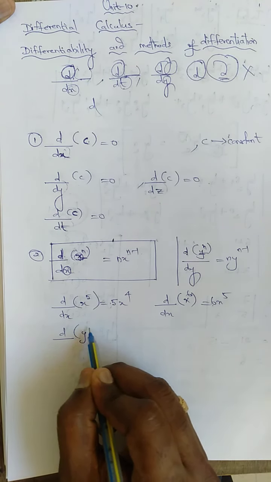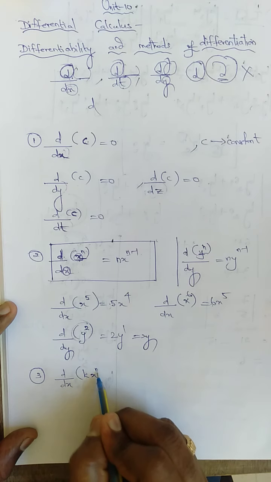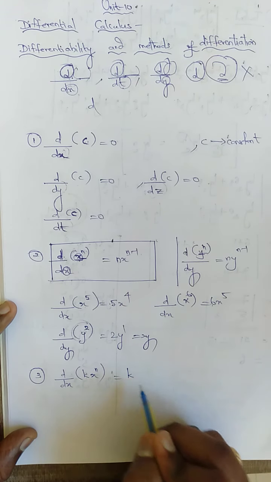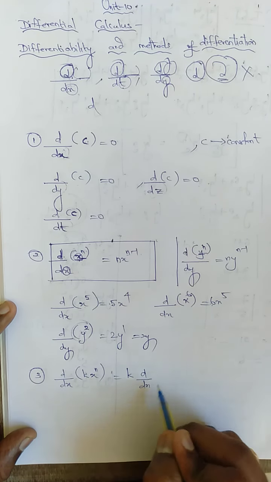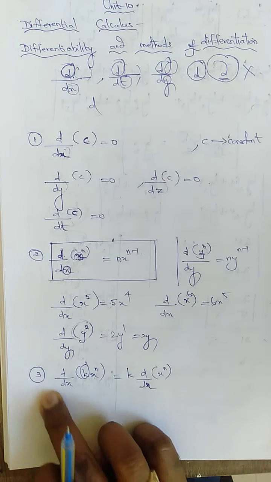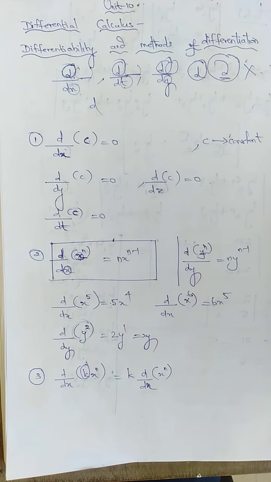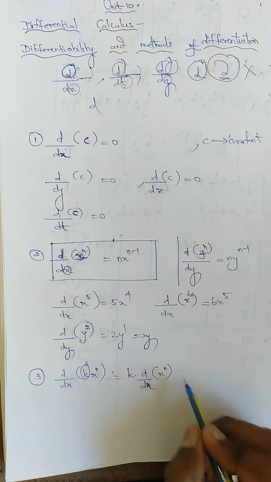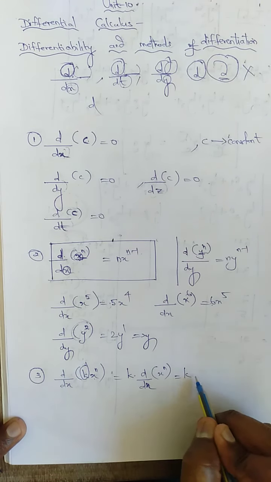So, using these two: what is the differentiate of a constant? 0. Differentiate of x power n is nx power n minus 1. The next formula, the third formula, d by dx of k x power n. I need to bring the k outside. d by dx of x power n. I think you can understand. The constant is multiplied here with x power n, and this constant can be moved outside. After moving outside, I can put k, and bring down the differentiate of this one, nx power n minus 1.